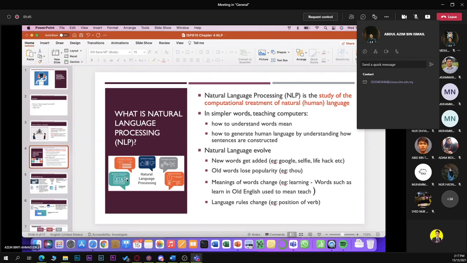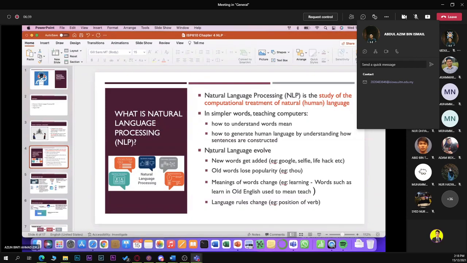Okay, and then we know that natural language has evolved. Daripada dulu, zaman-zaman saya belajar dulu, tak banyak lah. We only focused on information retrieval at that time, and also the morphology, everything. But now, it has evolved and the structure is a bit different compared to the previous ones. Dia ada banyak factors. So one of the factors is that new words get added. For example, we have Google, selfie, life hack. Dulu-dulu zaman I dulu, kalau cakap Google tu, we refer to the search engine. But now Google tu dah jadi macam verb lah. Kan? Macam you need to find the information in the search engine.